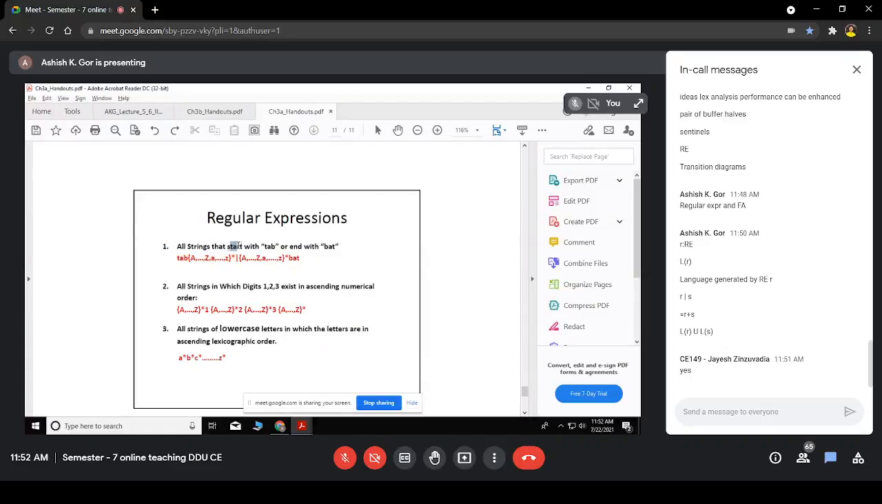So this is the part starting with tab. Another thing is or, and whenever it is or, I will write a pipe. The other string to be accepted should end with bet. So initially it could be anything, A to Z or small a to z, star, but it should end with B-E-T. This is a union of two languages: one language starts with tab, another ends with bet, and together these are all strings that start with tab or end with bet.